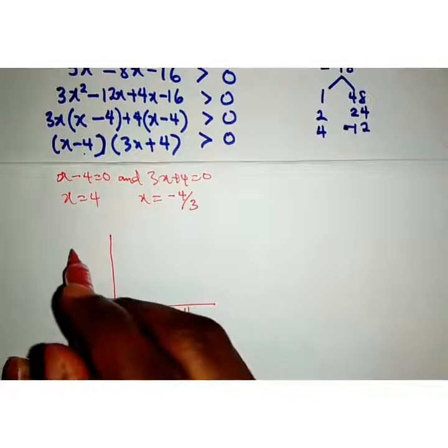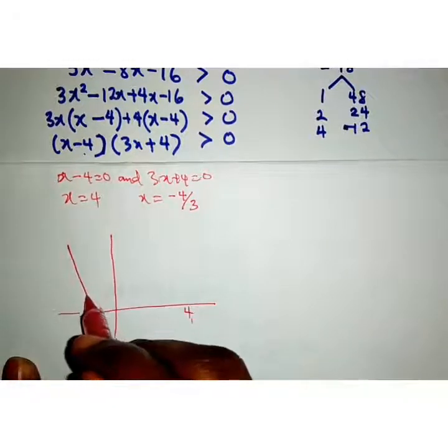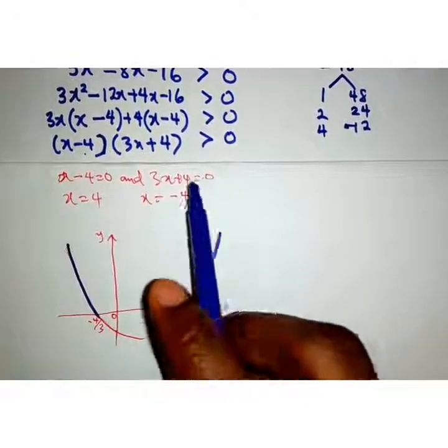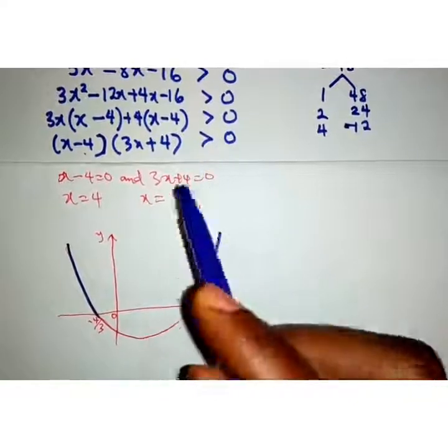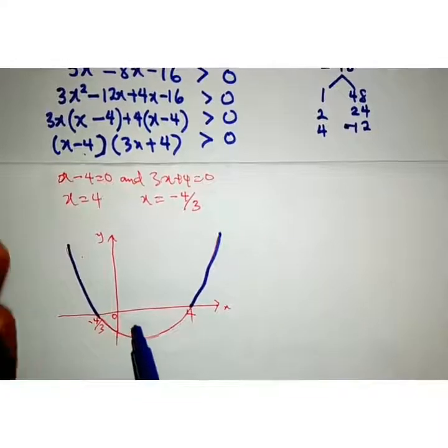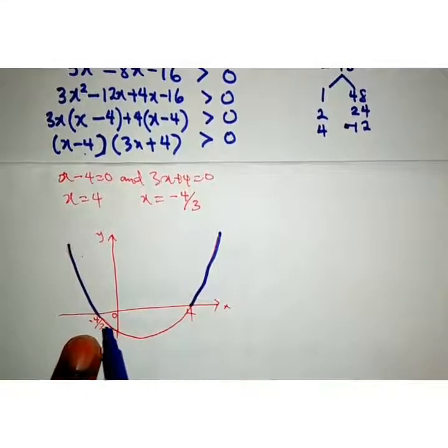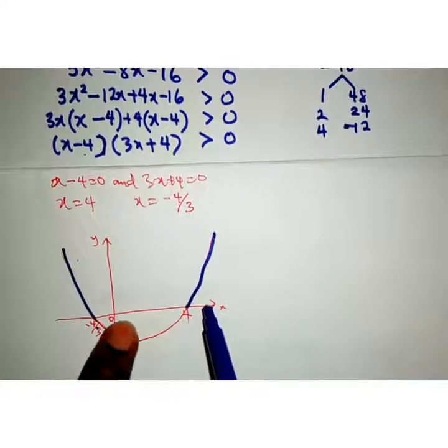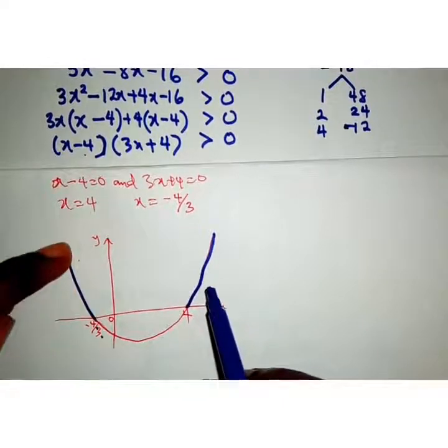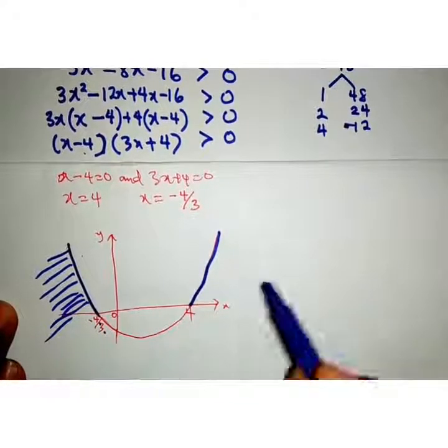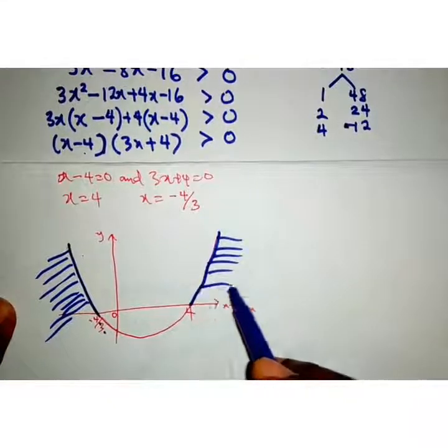So we sketch the quadratic graph. We are interested in the region where this curve is greater than 0, that is where it is above the x-axis. Now take note that it is below the x-axis between minus 4 over 3 and 4. This region is below the x-axis, so it is negative here, but it is greater than 0 anywhere in the regions before minus 4 over 3 and after 4.